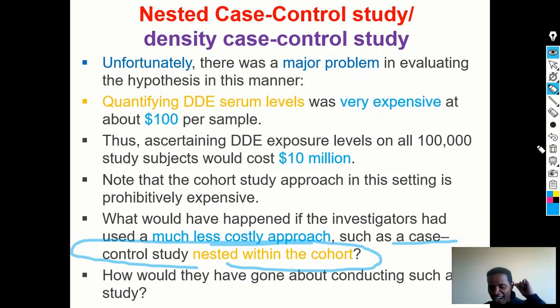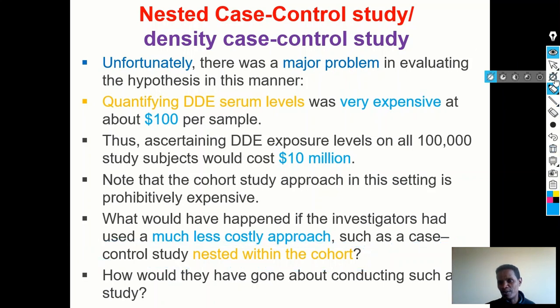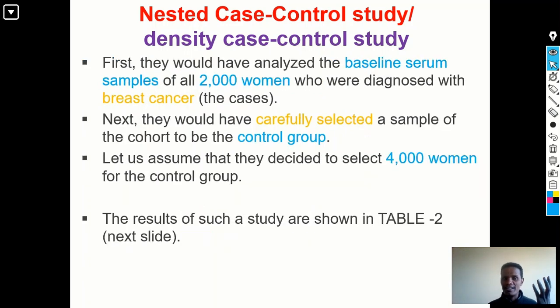So rather than analyzing the full cohort with a laboratory test, it is better to use a nested case control study design by taking the 2,000 cases as cases, and out of the 98,000 controls, a random selection of controls could be taken to minimize the cost. So that would be the better approach, using a nested case control rather than using the full cohort. So how would they go about conducting such a study?